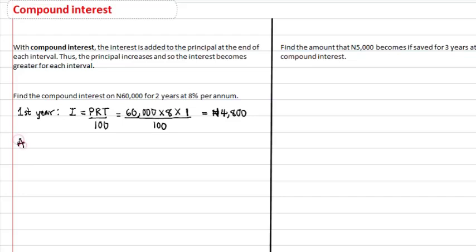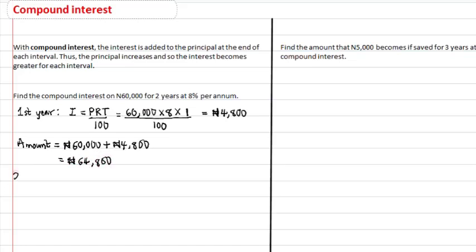So the amount at the end of that year will be this amount plus this, the interest we have at the end of that year. So that is 60,000 plus 4,800, which gives us 64,800 for the first year.